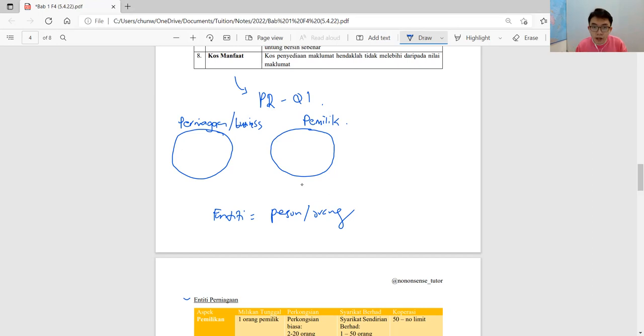Most people think that if you are the pemilik, you are the boss, then the business and the boss are the same person. No. You have to know that because of this entity berasingan, we call it the separation of entity. A legal entity separation, something like that, in English. So meaning that two person, they are apart. You get what I mean?